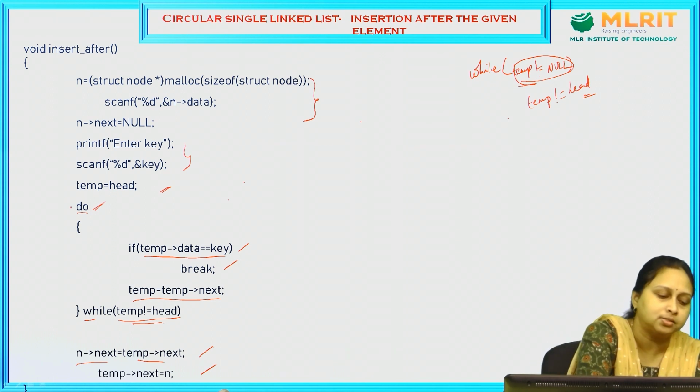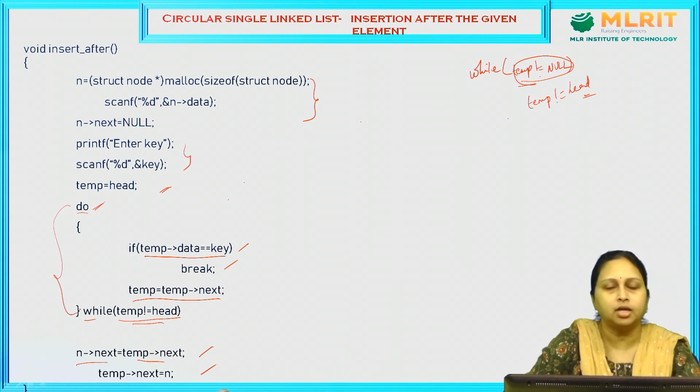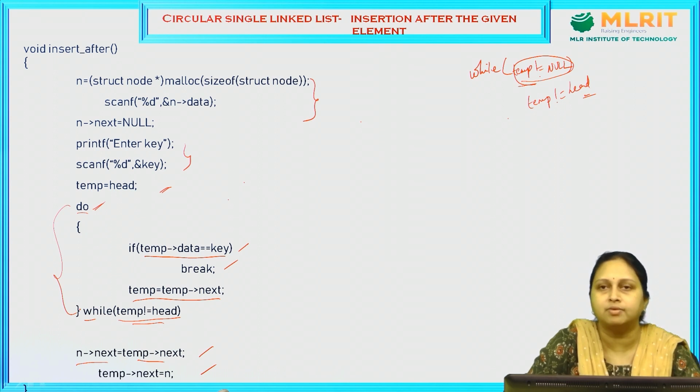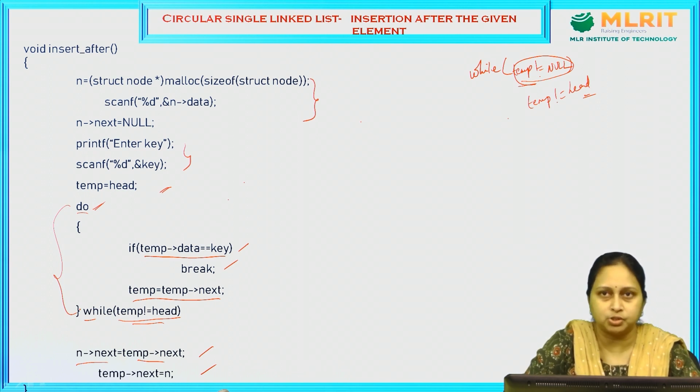This one please remember. In a single linked list and normal double linked list we are going to use a while loop, but here we are going to use a do while loop because you don't find the null pointer to traverse through the list. Here you need to traverse through the list until temp is not equal to head. That's why we are going to use this particular loop statement. And this is for insertion after a given node.